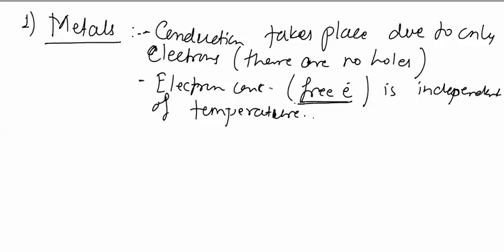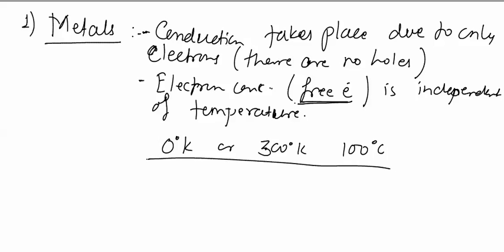Means there is no bond breaking process in case of metals. So electron concentration will be the same at 0 degrees Kelvin, or at room temperature, or at 100 degrees Celsius. At all temperatures the electron concentration will be the same. So I can conclude that in case of metals, to make any electron free, I need not supply any energy.